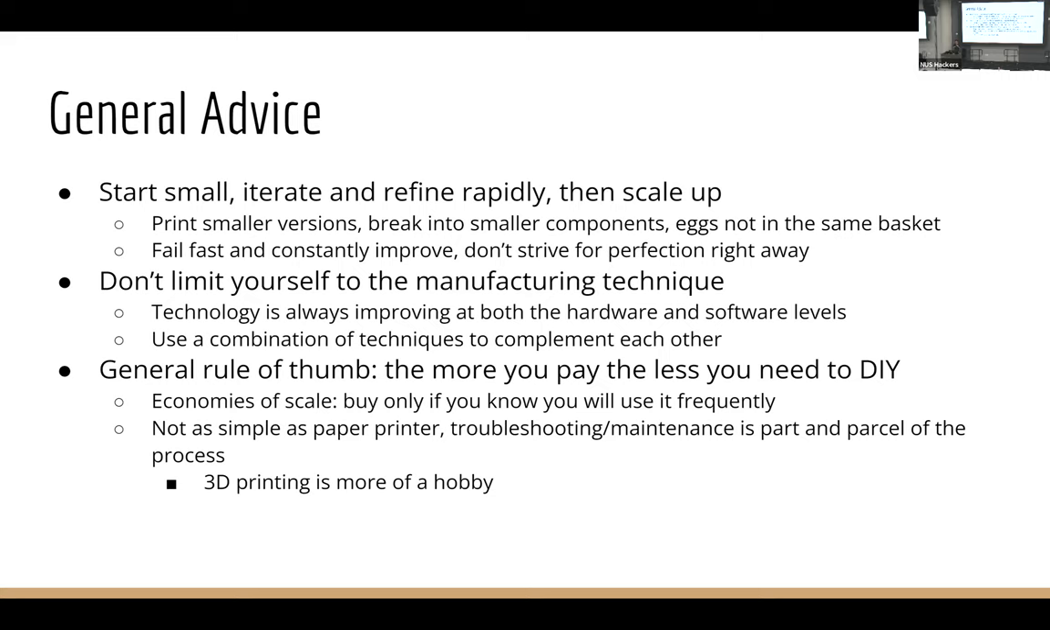All these technologies are slowly improving. When you're trying to design, while you do have to take into account your ability to manufacture something, don't let the manufacturing technique limit what you design. Sometimes you design something that might be impossible to print now, but as software and hardware progress, you might be able to print it tomorrow. So just be creative and use a whole combination of techniques to complement each other. Like maybe you have a sword: the main body of the sword you can laser cut, and then the handle you 3D print, something like that.